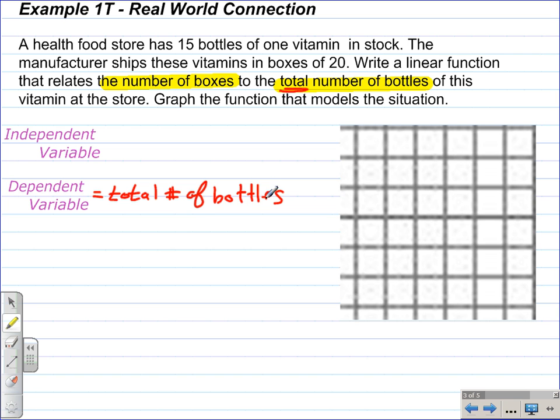Now, on the note packet, if you're watching this for my class, these words independent variable and dependent variable aren't there. You're going to want to pause the video to write those in because that's an important concept in creating the graph. So the independent variable is the number of boxes.